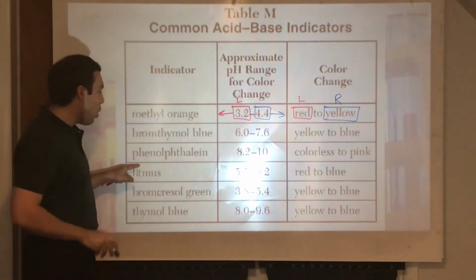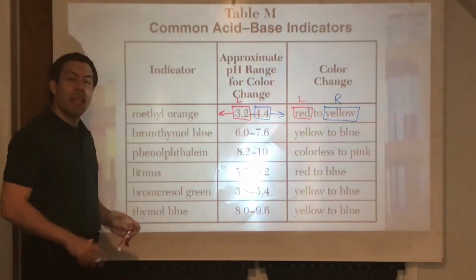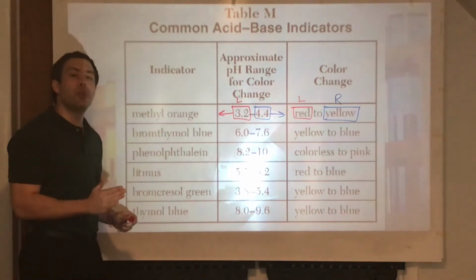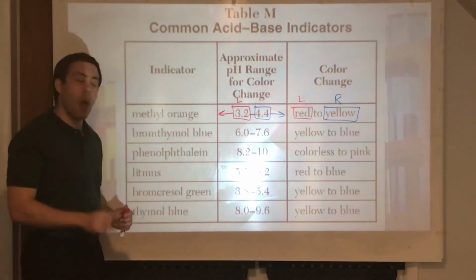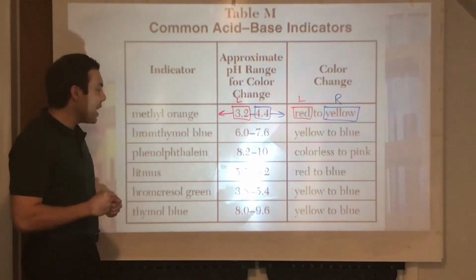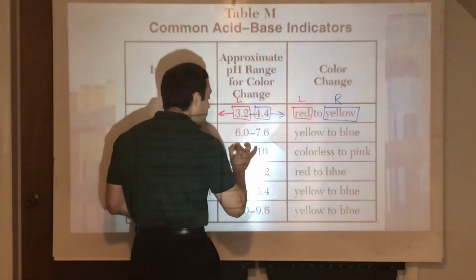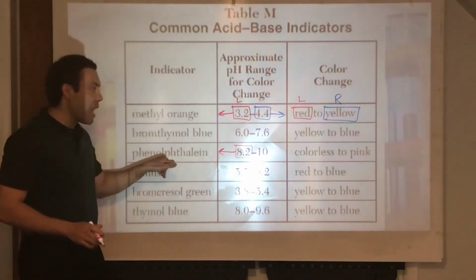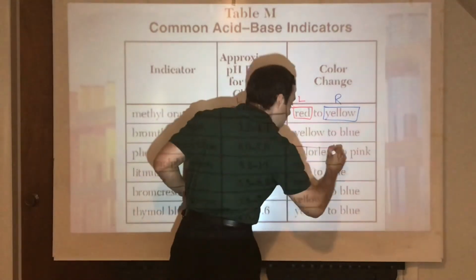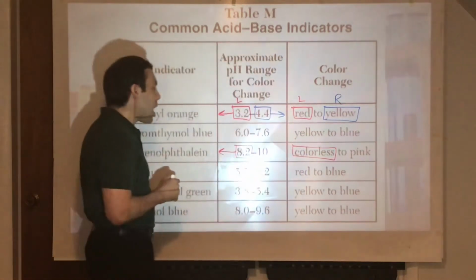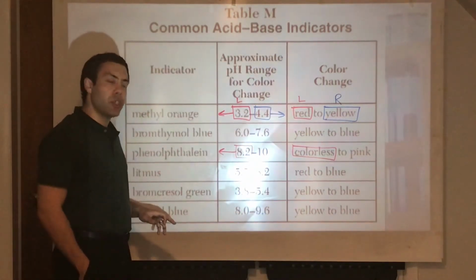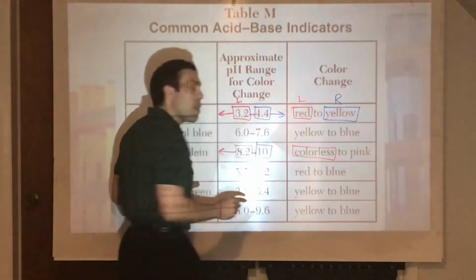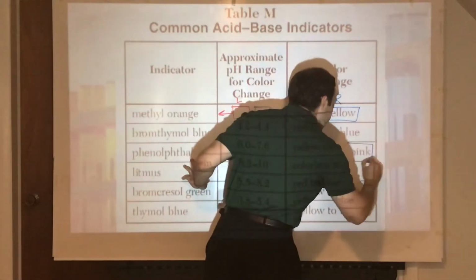Let's jump down to the third one, phenolphthalein. Phenolphthalein is an important acid-base indicator that is used during titrations, neutralization reactions, which we'll talk about later on. So for phenolphthalein, if phenolphthalein is placed in a solution of 8.2 pH or below, then that phenolphthalein will be colorless or clear. If that phenolphthalein is placed in a solution of 10 or above, that phenolphthalein will turn pink.